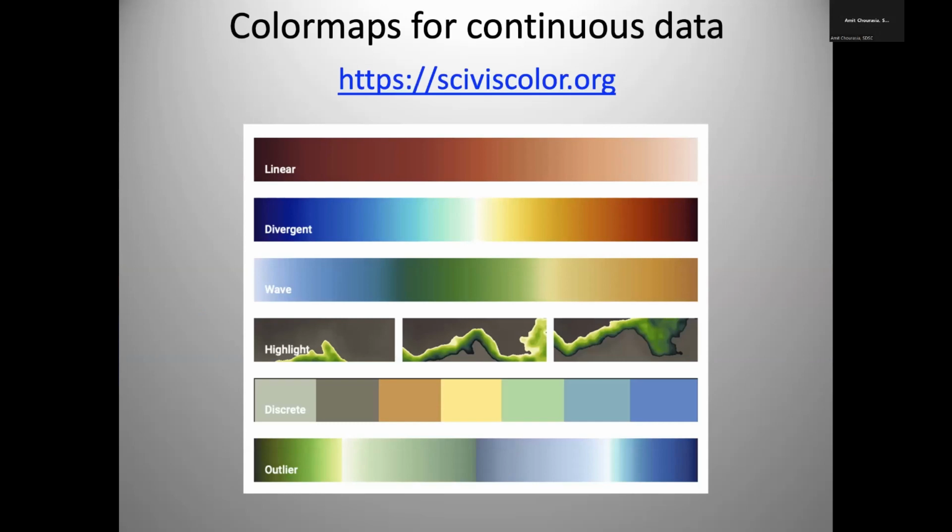If you're looking at continuous color maps, you can look at this website called sciviscolor.org. They have done some work in making them applicable for a variety of use cases, so you can take a look there. Designing color maps is incredibly hard, actually. It seems simple, but it's not.